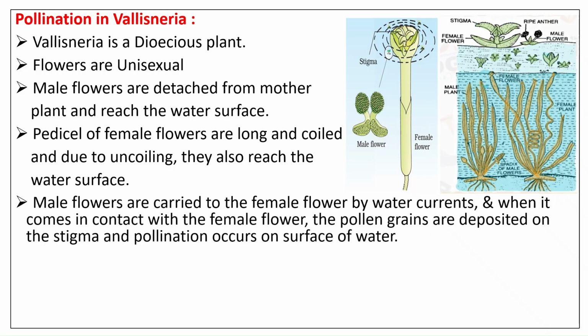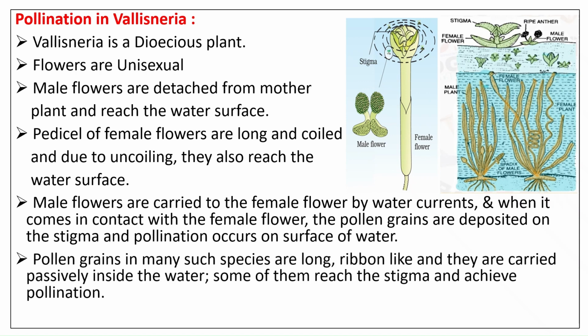Male flowers are carried to the female flower by water currents, and when they come in contact with the female flower, the pollen grains are deposited on the stigma and pollination occurs on the surface of water. Pollen grains in many such species are long, ribbon-like, and they are carried passively inside the water. Some of them reach the stigma and achieve pollination.